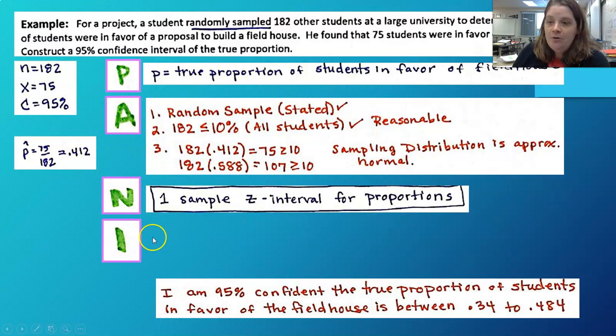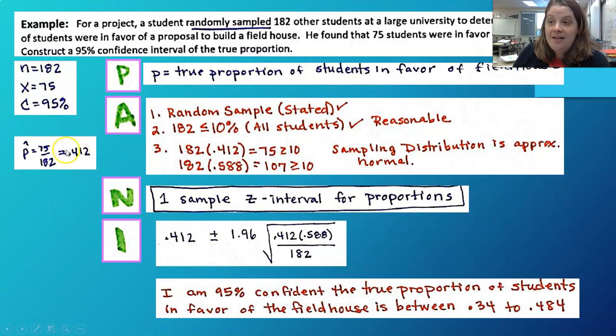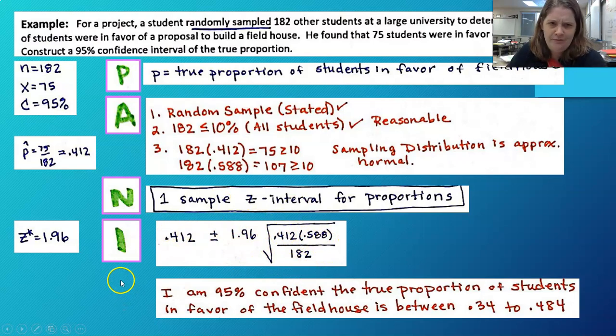All right, next thing I want to do is the interval itself. So I'm going to take the statistic p hat, 0.412, plus or minus the critical value. Now the critical value is 1.96 because we are 95% confident, and that's the Z that's going to trap that, times the standard error of the statistic. In other words, we're going to have standard deviation, but we are going to use our p hat value in there instead. So 0.412 times 0.588 divided by 182. Now, you can do this all in one step in your calculator, or you can do this side first. Just make sure you use enough decimal places that it has some degree of accuracy.